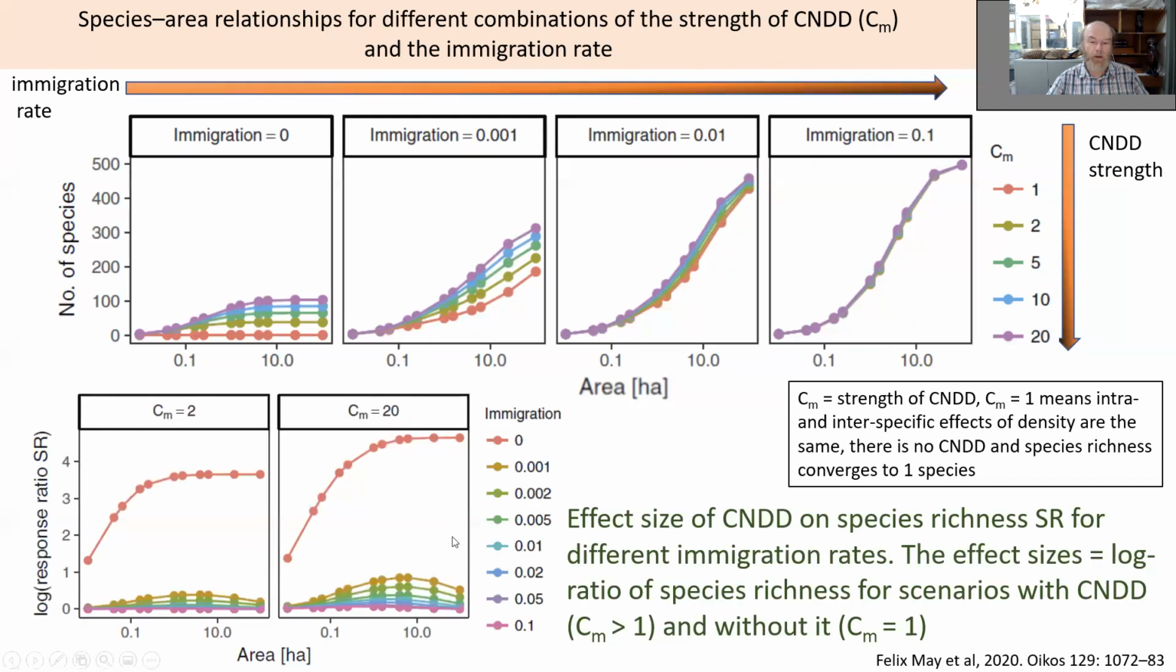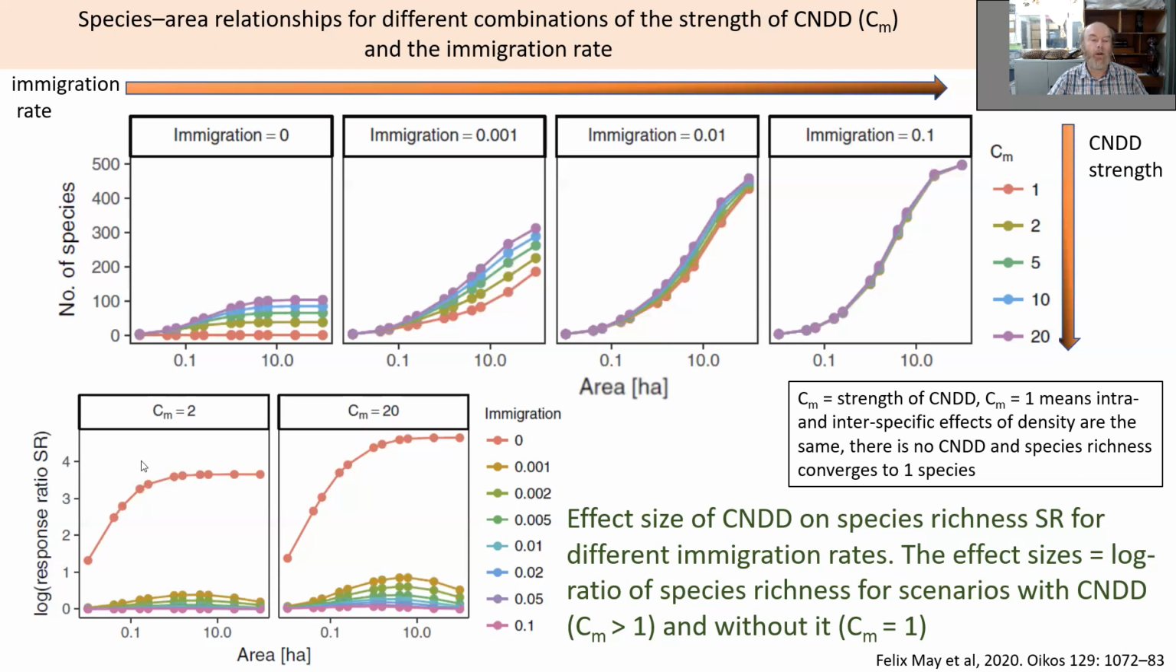Okay, also an example which is sort of a little bit different. This is the effect, this is the importance of conspecific negative density dependency on species richness for different immigration rates. So here different colors are different immigration rates. The violet ones are the highest, and the orange one is 0. And you have this effect size. That's basically the importance of CNDD.